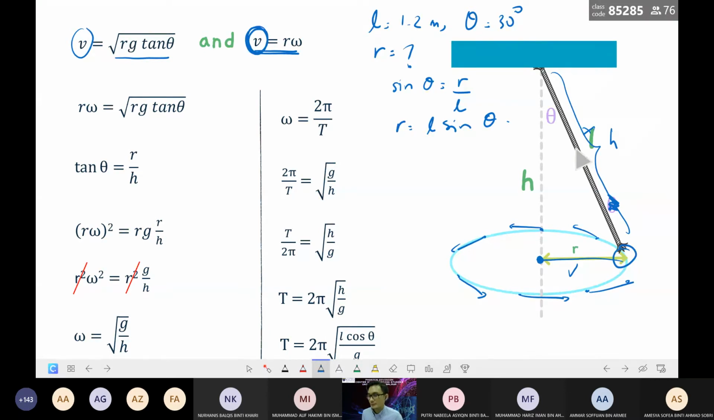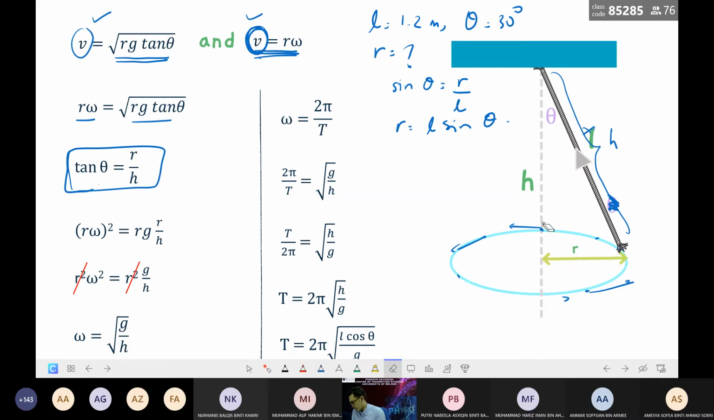Is it the same? Yes, same. That's why if you look at my slide, it is the same. So that's why I equate the velocity that we know, R omega, with the square root of RG tangent theta. This is also tangential velocity. Both are tangential velocity, but only apply for a conical pendulum. Okay, conical pendulum only. So I equate R omega to the square root of RG tangent theta. And then we know that tangent theta is equal to R over H. Where does this come from? It comes from here. Let me erase this part again so that you can see.